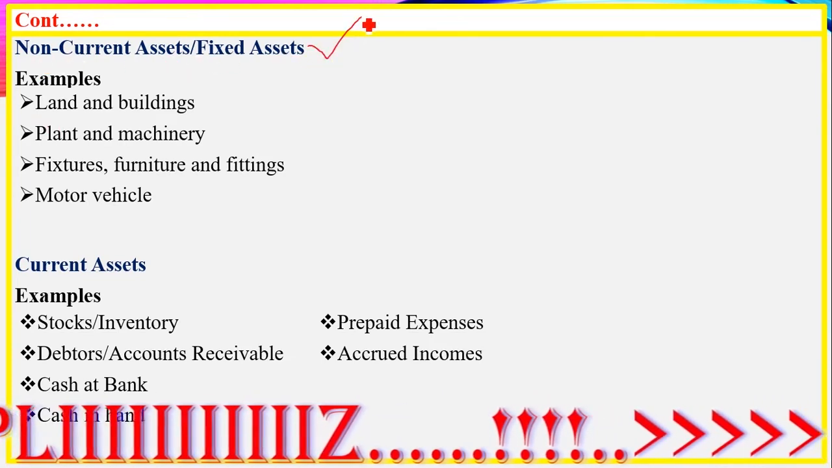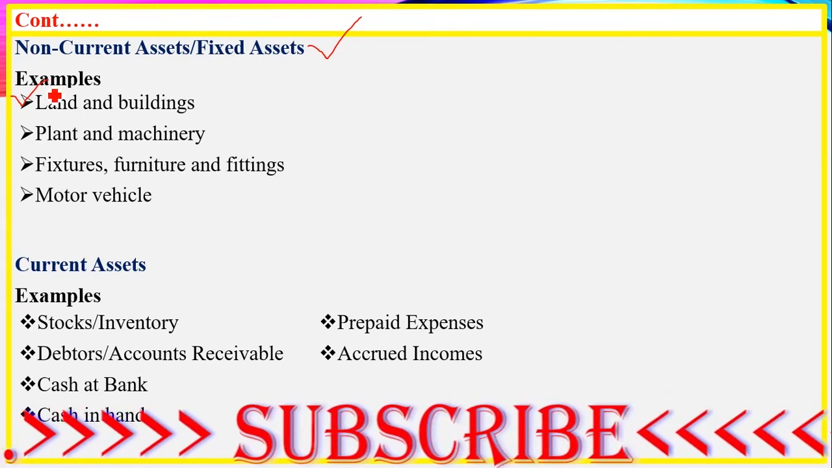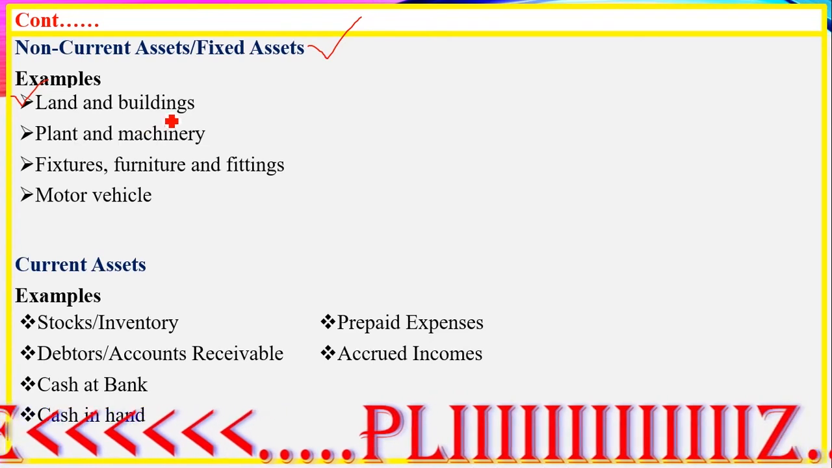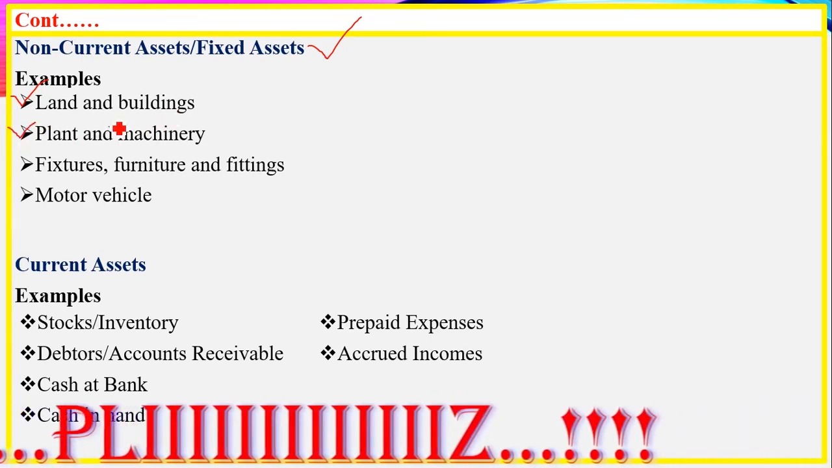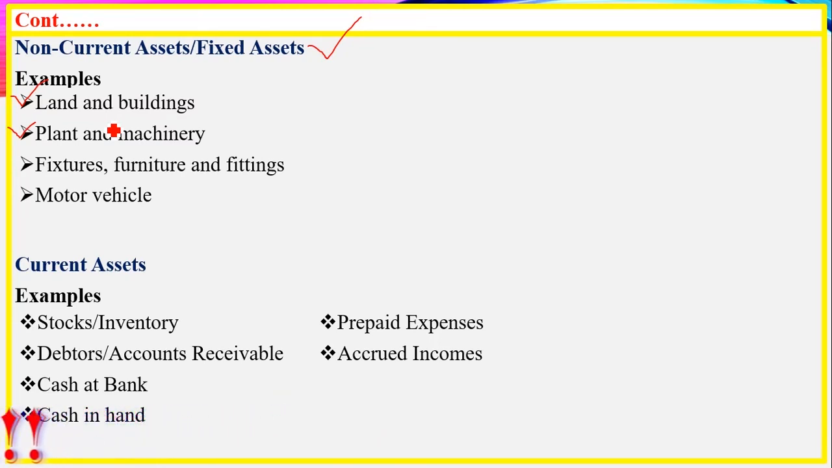Before we go to the other item, we need to look at some examples of non-current, or what we call fixed assets. We have land and building. We talk of land, this is the physical land, the soil, and the buildings. This includes the structures, plant and machinery. If it is a manufacturing entity, a plant is that place where you do the operation, where you do the manufacturing, where the machinery is set up. Then we have machinery itself, the machines. We have fixtures, furniture and fittings. We also have motor vehicles. So all these items are not easily converted into cash.